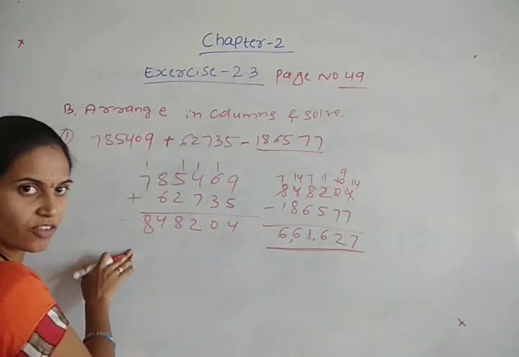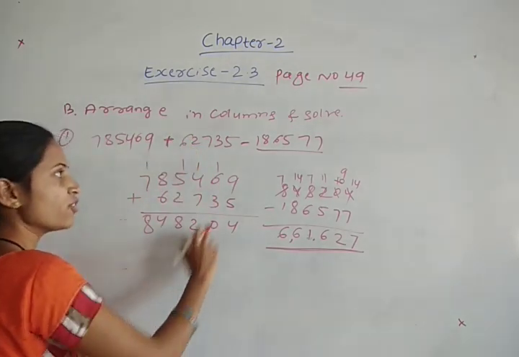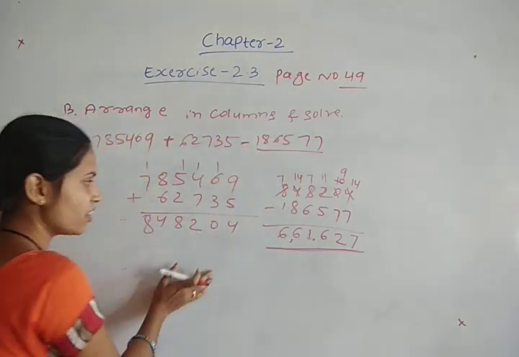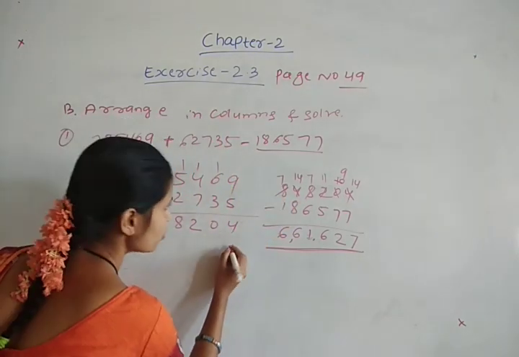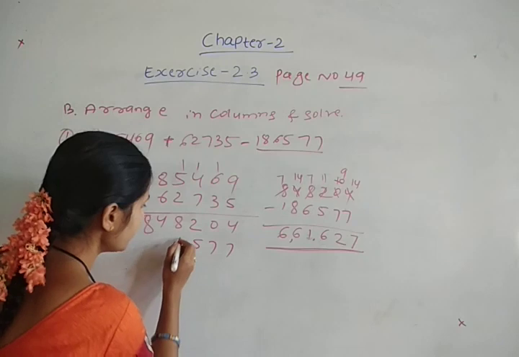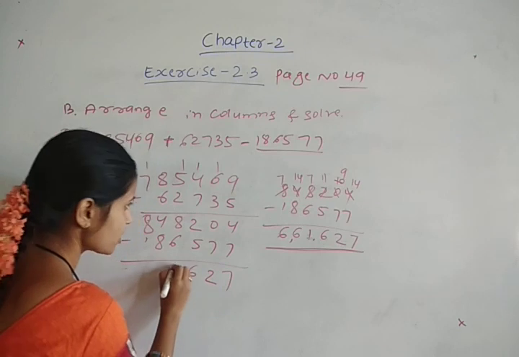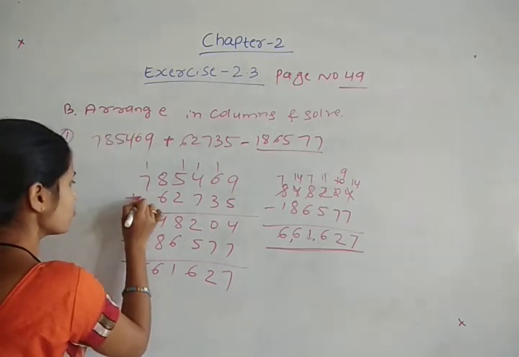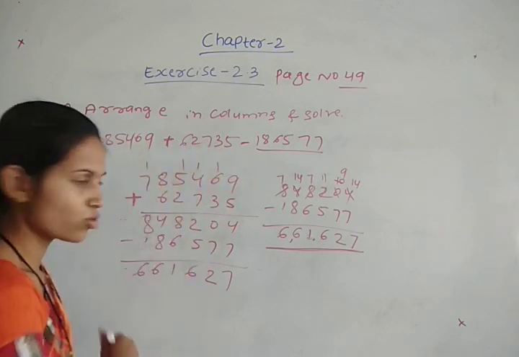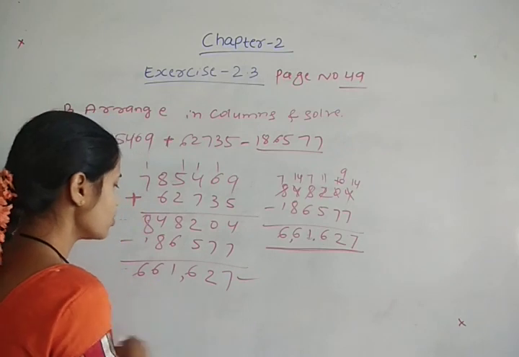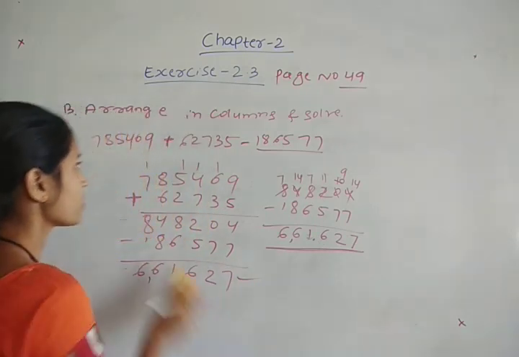Don't consider this as the final result. After adding these two numbers, whatever result you get, from that if you subtract the remaining number, then what you get after subtraction is the final answer. You can write this here also, in continuation only. Like this you need to write, 6, 1, 6, 6. First we have added two numbers and we have subtracted the remaining number from the sum of these two numbers, and we have got the answer as this one. So we have got how much? 6,61,627 is the answer.